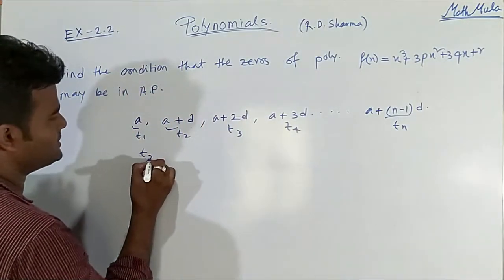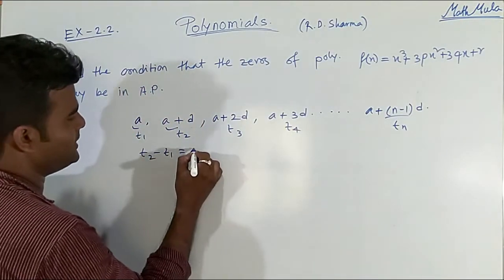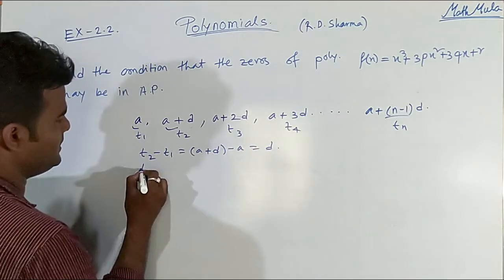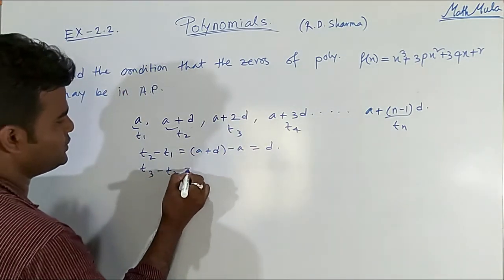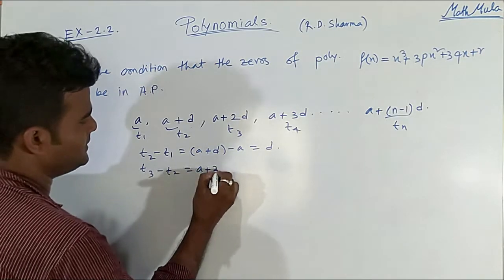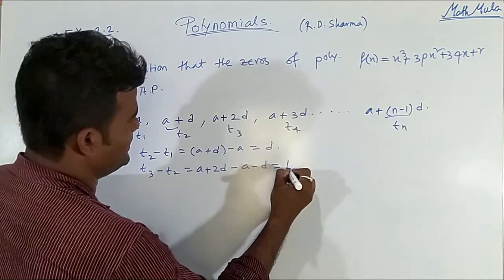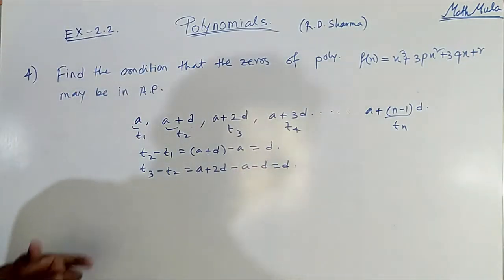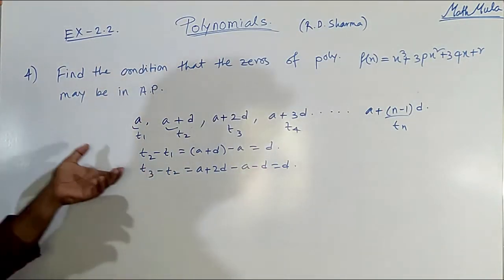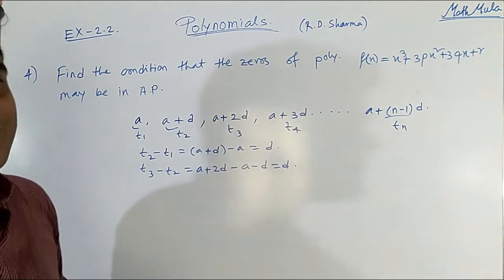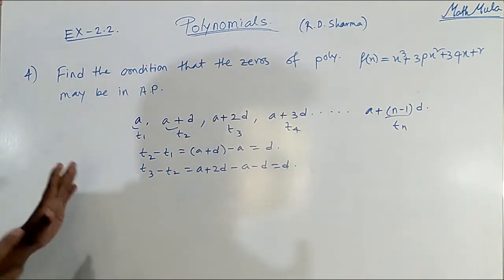Now if we subtract t2 minus t1, then we get a plus d minus a, that is d. Similarly, t3 minus t2 is equal to a plus 2d minus a plus d, that is d again. When a progression progresses in this order, that means the common difference of each term is d, then the progression is called arithmetic progression.